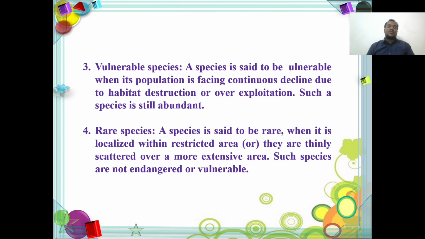Then vulnerable species. A species is said to be vulnerable when its population is facing continuous decline due to habitat destruction or over exploitation, though the species is still abundant. Then rare species. A species is said to be rare when it is localized within a restricted area, or thinly scattered over a more extensive area. Such species are not endangered or vulnerable.